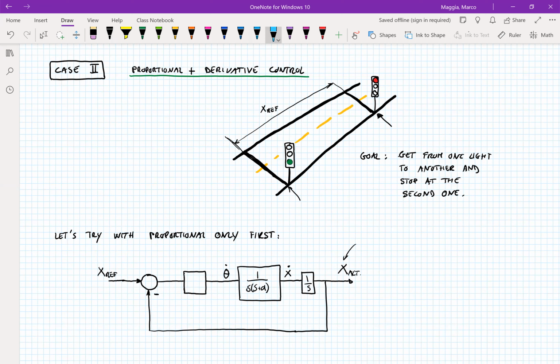And here, why not, we can just consider this new transfer function. It's not really a new plant, but a new transfer function. So here we have a third order system. We have 2 poles at the origin and 1 pole at minus a. And as controller, as I said, let's try first to see if a proportional controller can work.